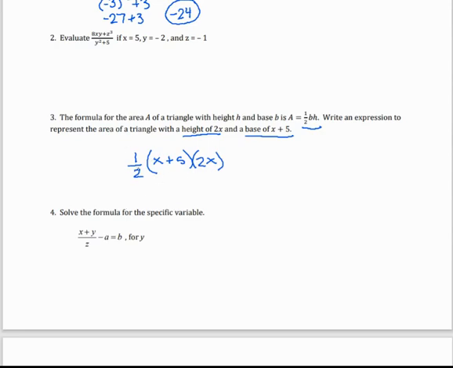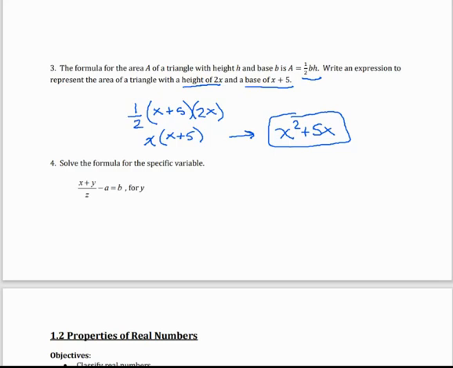Now, remember here that I can do whatever order I want here, so we could take half of this, but those are both odd numbers. So I'm actually going to take half of 2x, which is x, and then multiply x by x plus 5. And what that gives me is x squared plus 5x. And there's my simplified expression.